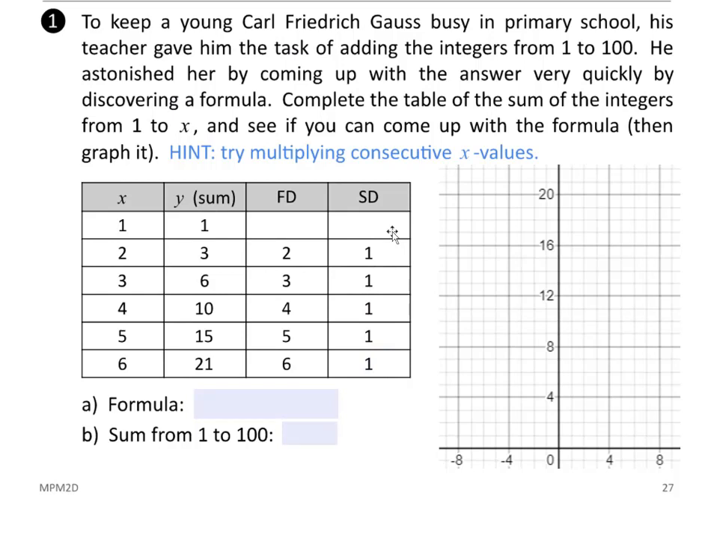Now we can graph this. I'm going to plot the points and then I'm going to reveal it. So 1, 1 is our first point here in red. 2, 3, so 2, 3. Then 3, 6. And then 4, 10. And then 5, 15, which is up here. And then 6, 21.